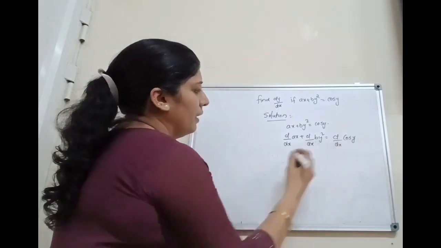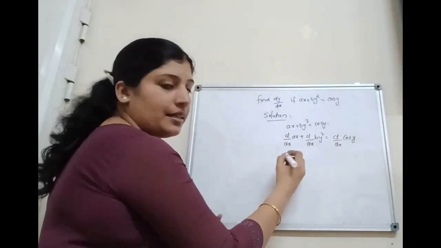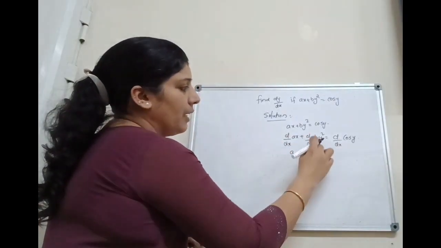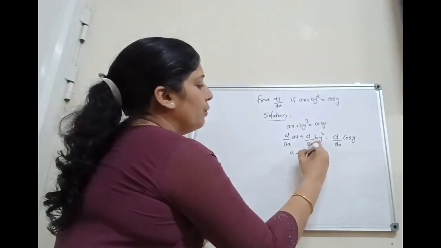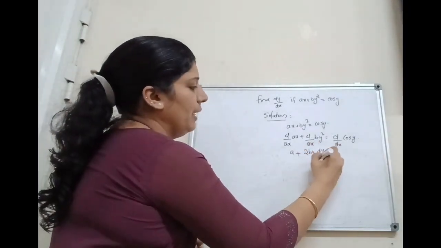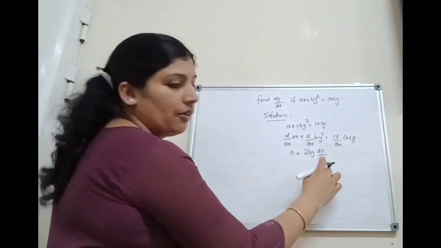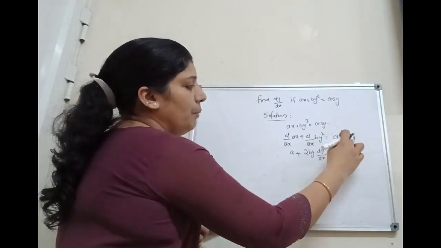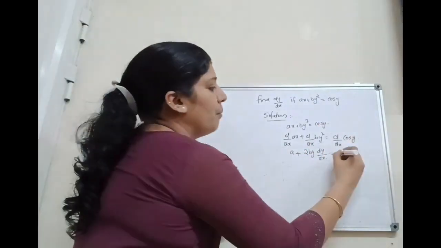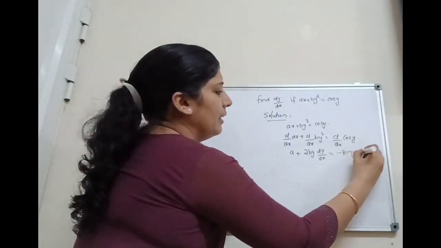Now here d by dx of ax is a, plus d by dx of by square, that derivative is 2by into dy by dx, equal to d by dx of cos y, that is minus sin y, then again dy by dx.